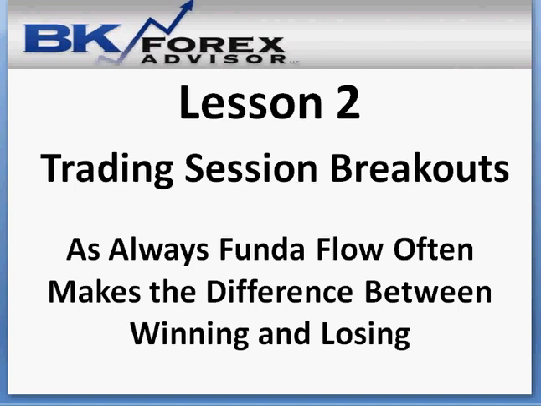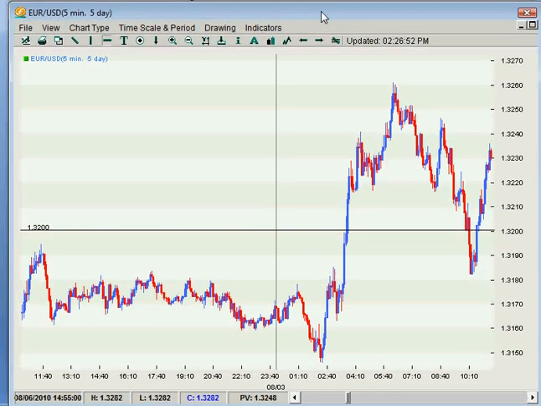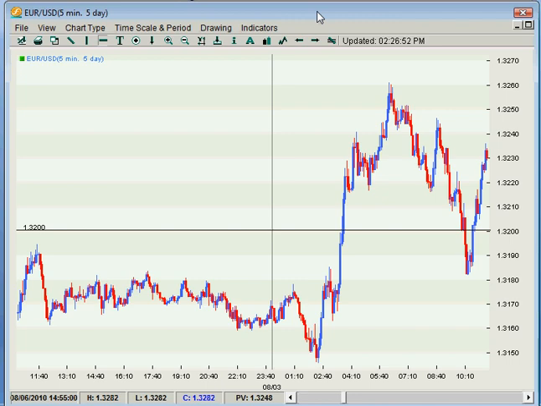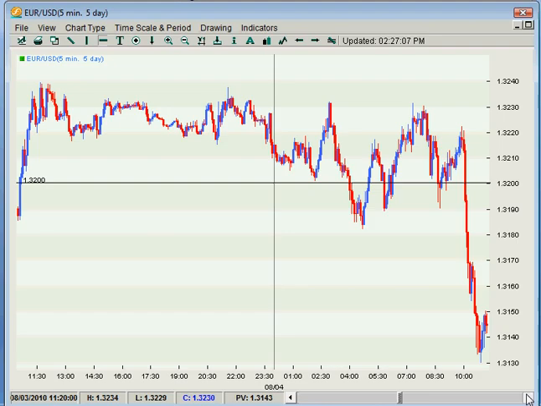So just a couple of examples for us to take a look at. Here's the euro dollar that we talked about. This is the trade that I showed you earlier. This is the breakout off of the UK Telegraph story in the euro dollar. Another good example that I kind of want to show you here.